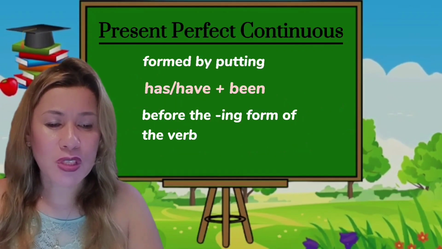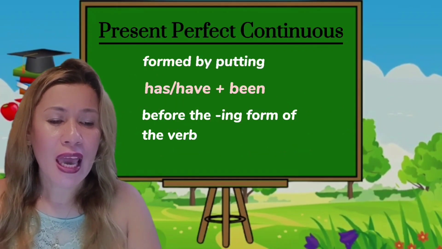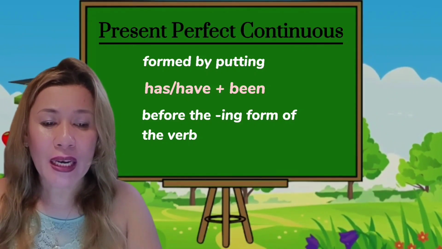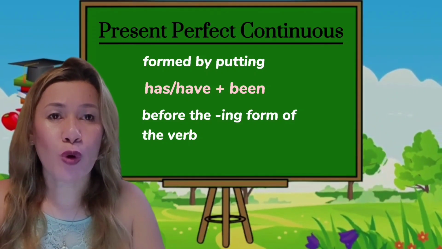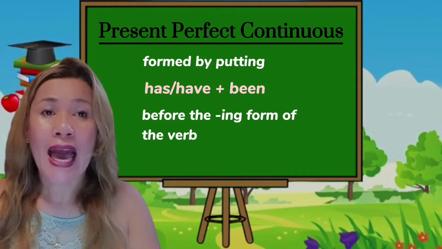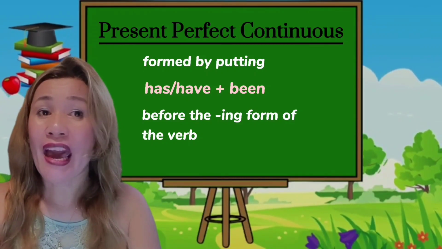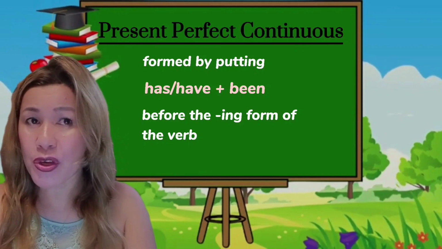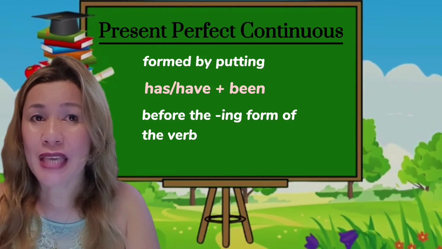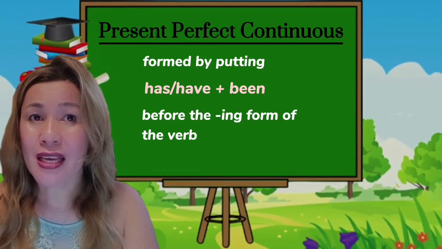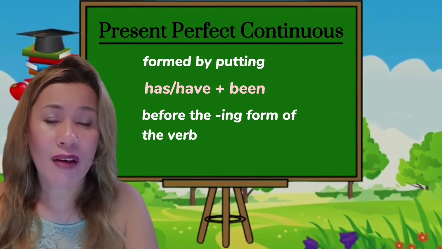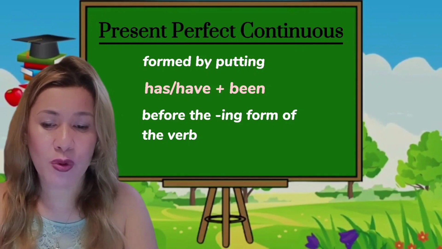You form the present perfect continuous by having has or have plus been plus the ing form of the verb. That is, has been or have been plus the ing form of the verb. So recall, when do you use has been? You use has been for singular subjects and have been for plural subjects. And you have the ing form of the verb.